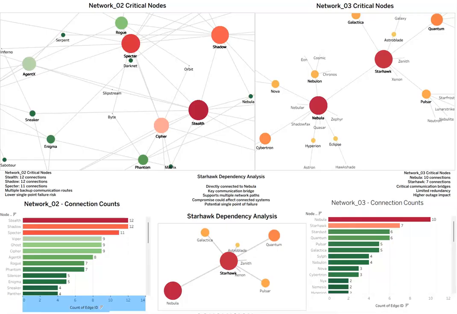By reducing dependency on critical hubs and adding communication paths, the organization may improve cybersecurity resiliency. Reduce dependencies, add redundancy, implement network segmentation, and monitor closely.